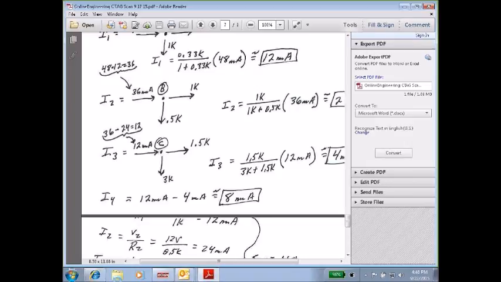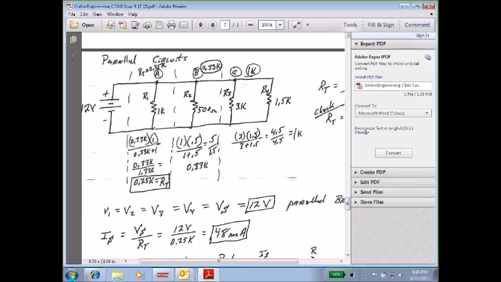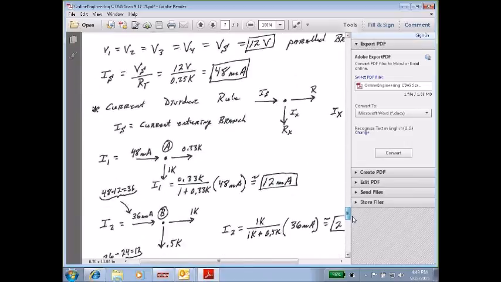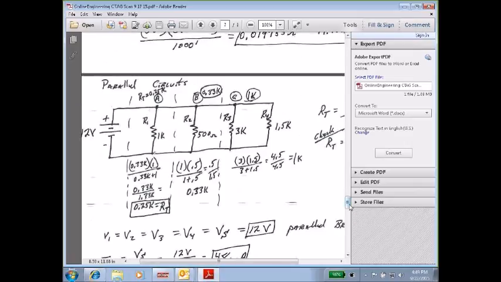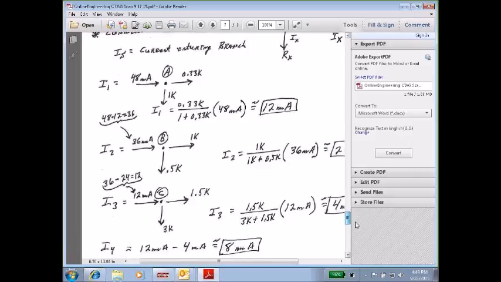That's junction C. I'm looking at 3K in this direction, 1.5K here. So I3, that's down here, would be 1.5K, the one I don't want on top, divided by 3K plus 1.5K, times my 12 mils coming in, which is 4 mils. And I4, so go back up here, I found I3. So how much is left for I4? Well, I had 12 coming in, and I3 was 4. That means I've got 8 left for I4. So now I found all of my current.